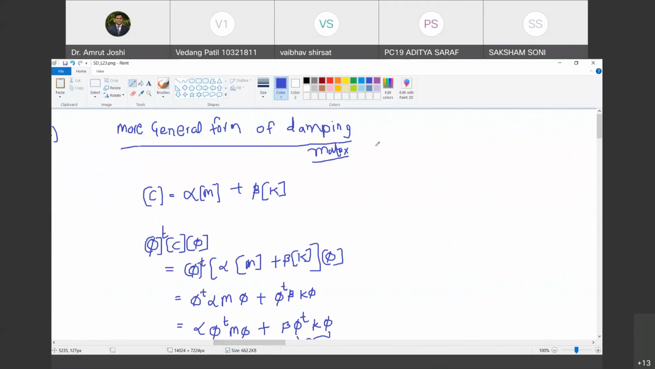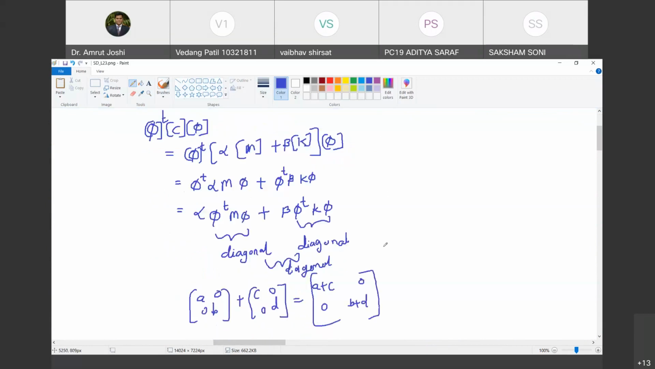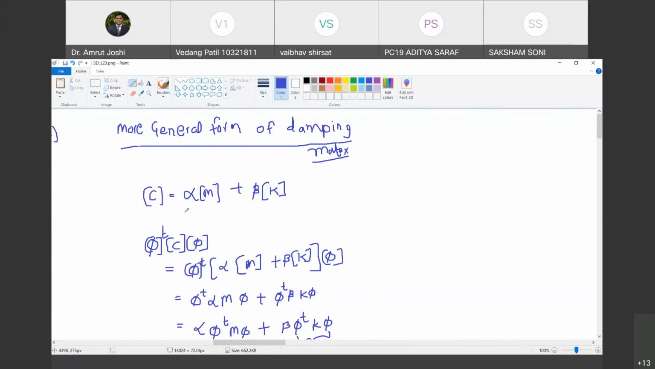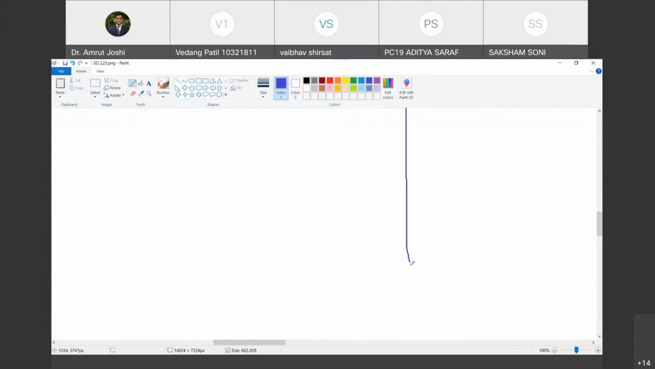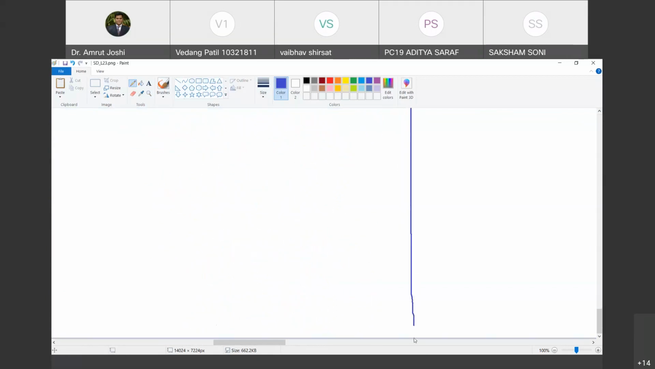So what if the damping is neither proportional to mass nor proportional to stiffness? That is the most generalized case. We are going to deal with that case a little later. First of all, we are going to solve a problem based on mass and stiffness proportional damping.